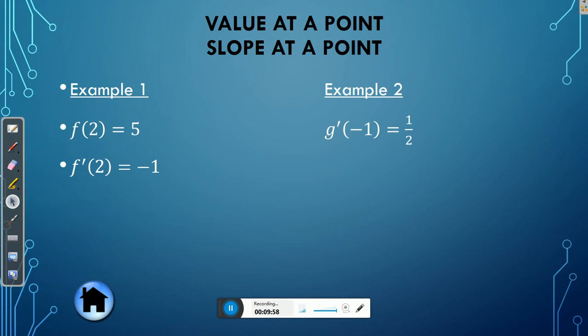So, 2 examples. If I have a function, f at 2 is equal to 5. That is telling me a point. So there is some function, and it goes to the point 2, 5. All right, that is a point.